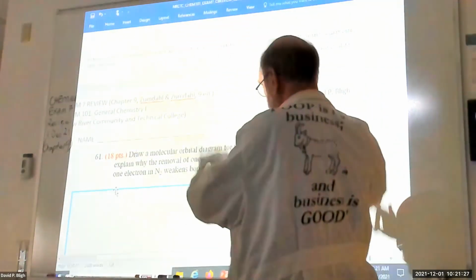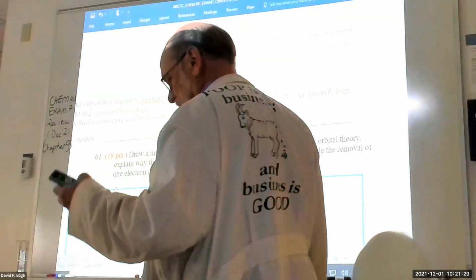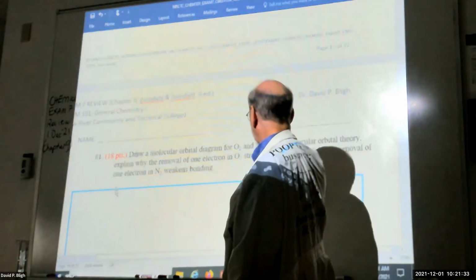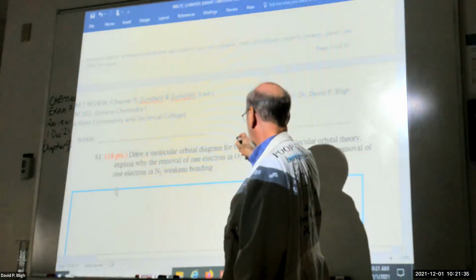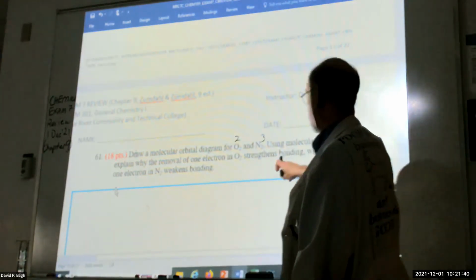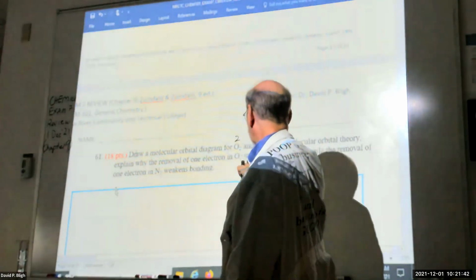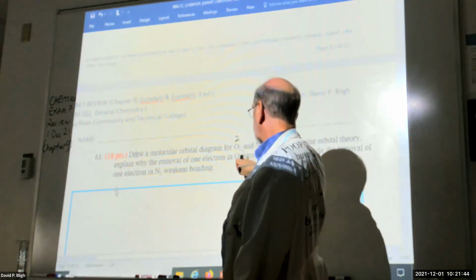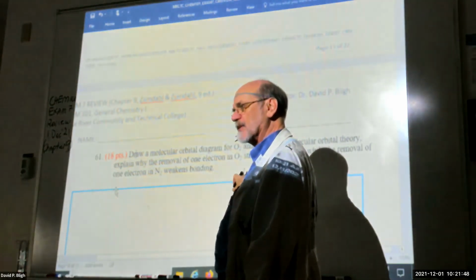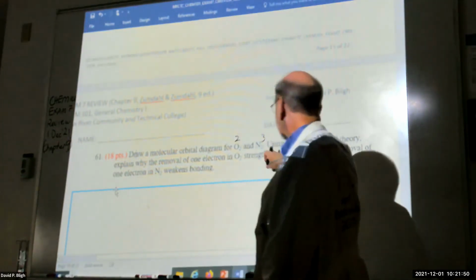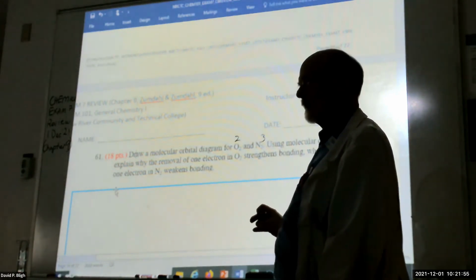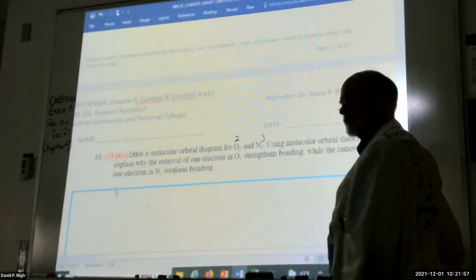Right, so after you draw the diagrams, then all you have to say is the bond order for N2 is 3, bond order for O2 is 2. And if you remove an electron from O2, you're removing an anti-bonding electron, which strengthens the bond. But from N2, you're removing a bonding electron, which weakens the bond. And that answers the question.